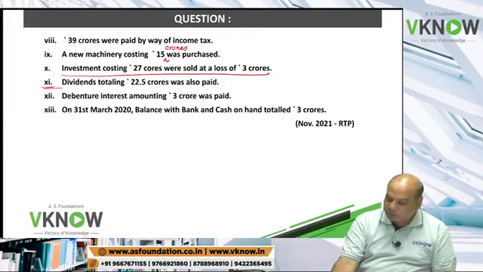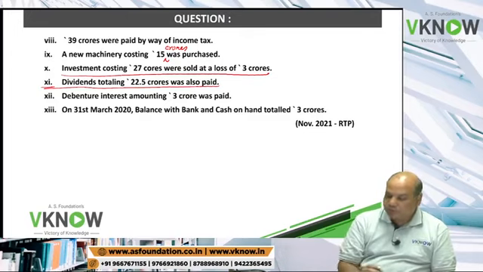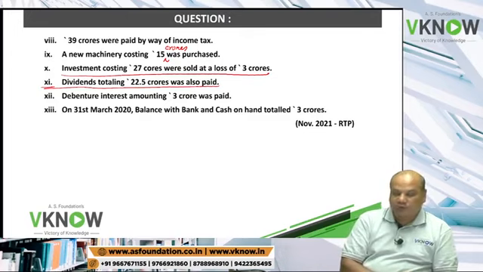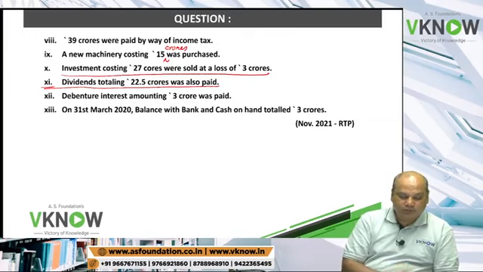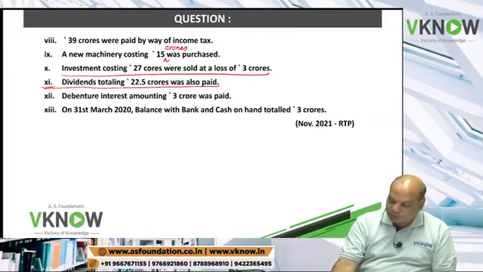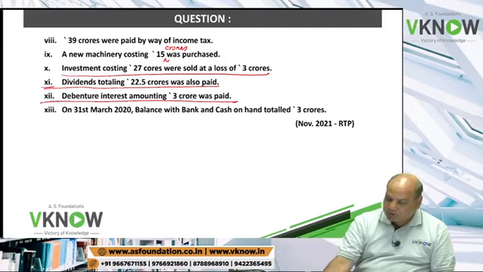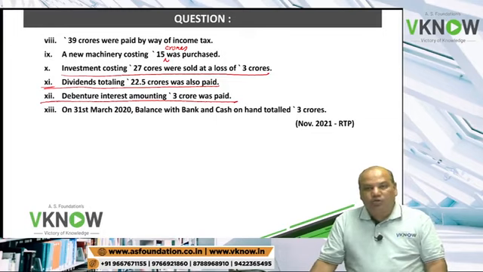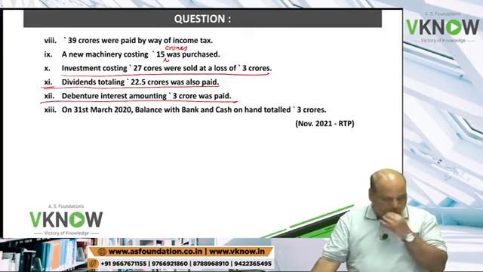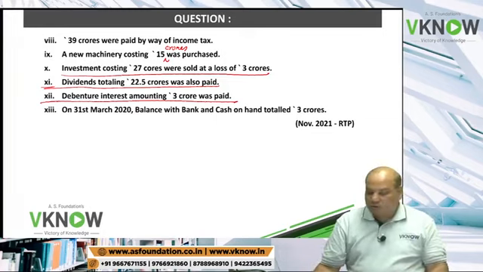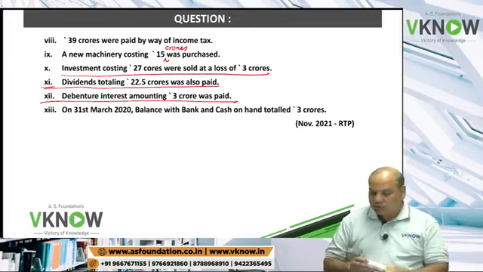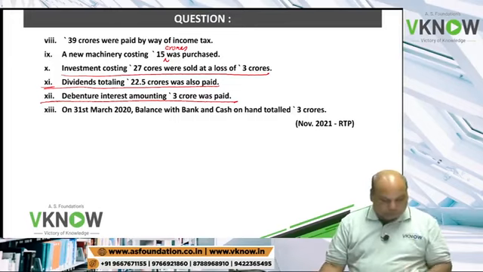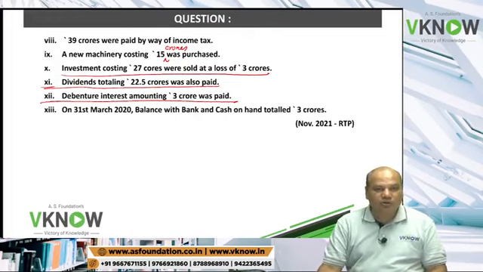Point 11: dividend totaling rupees 22.5 crores was also paid. Point 12: debenture interest amounting to rupees 3 crore was paid.